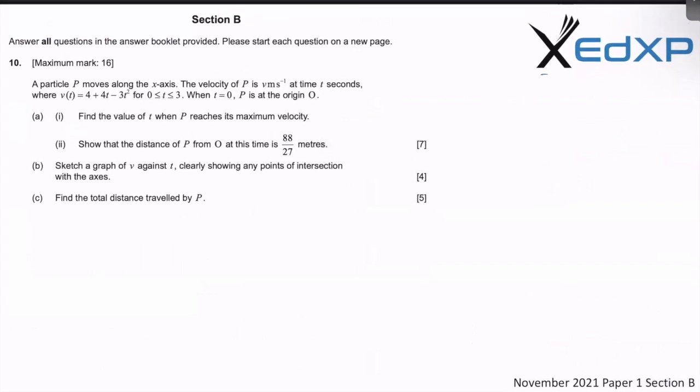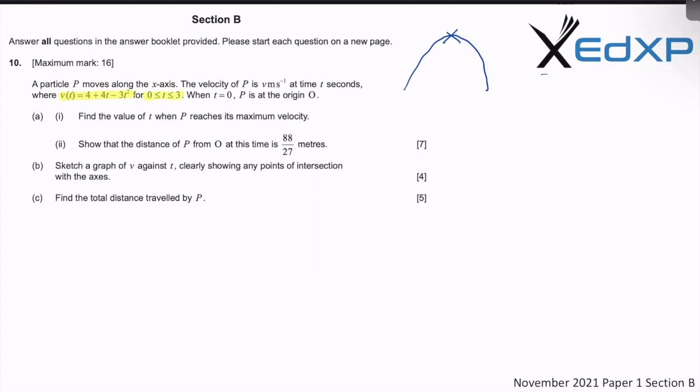Question 10 is on the topic of kinematics. Okay, so let's have a read. A particle P moves along the x-axis. The velocity of P is v at time t seconds. Okay, and we have the velocity equation, which is a parabolic quadratic equation, which has a maximum point or a sad face, as I teach my students. And the domain is from 0 to 3. So time is from 0 to 3 seconds.